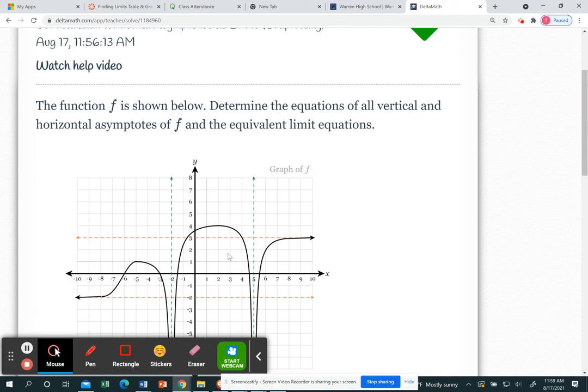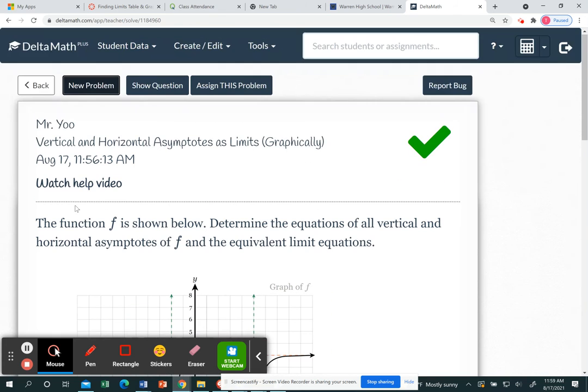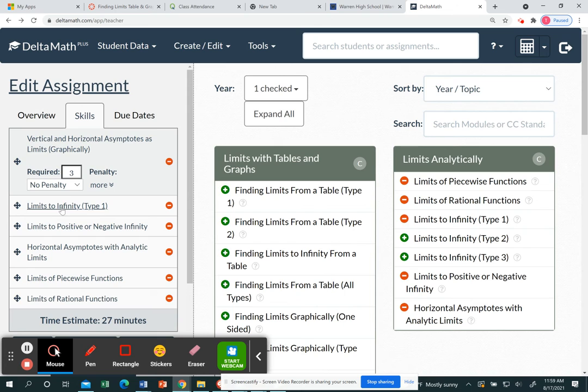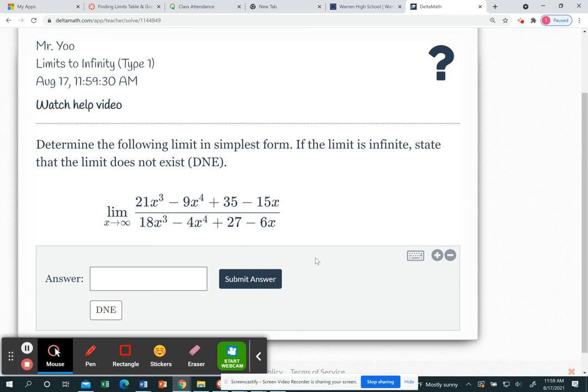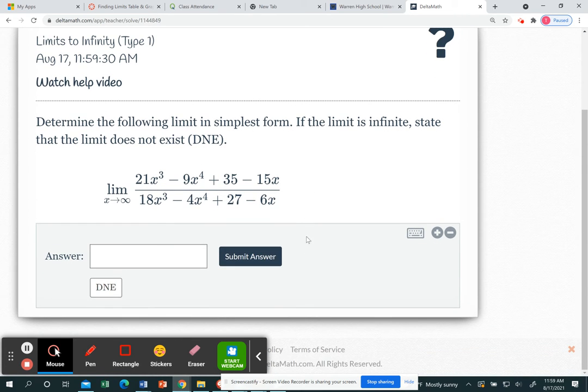Now, this was all given to you. Do you see that the graph was given to you? Sometimes it's not. So take a look at something like this. This graph is not given. So do you know the answer just by looking at it?